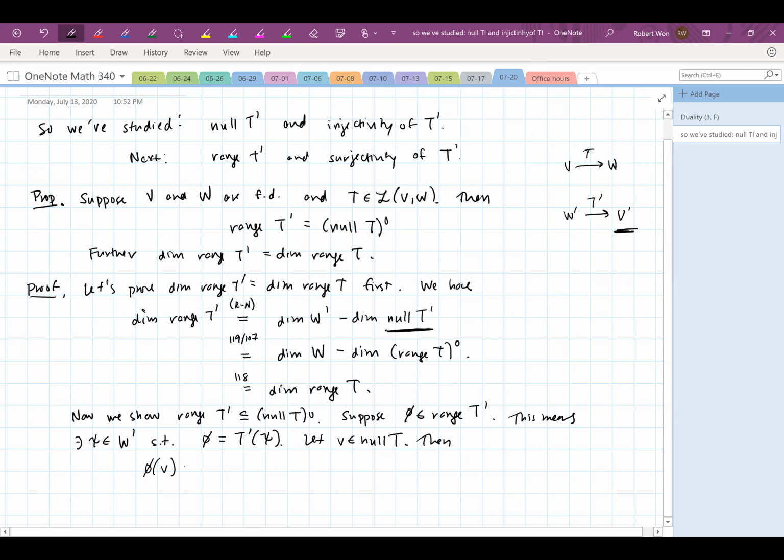Well, phi is just T dual of psi. That's all that map is. But T dual of psi is defined to be psi of T of V. Okay, but this is psi of TV. But remember that V is in the null space of T, so this is psi of 0, and since psi is a linear map, you get 0. This shows that phi is in the annihilator of the null space.